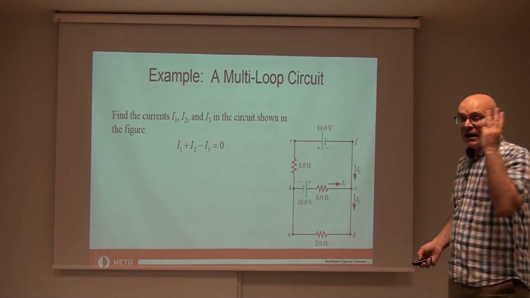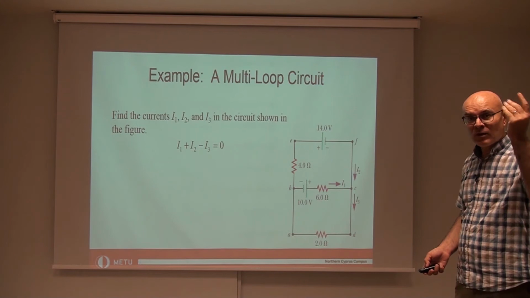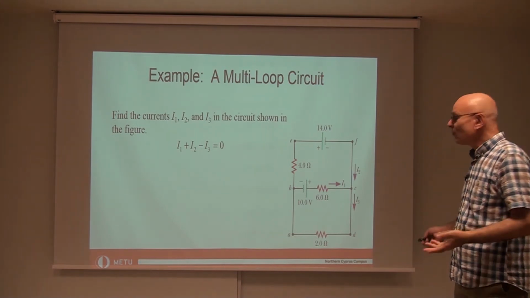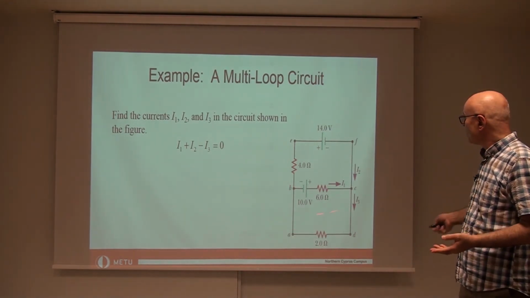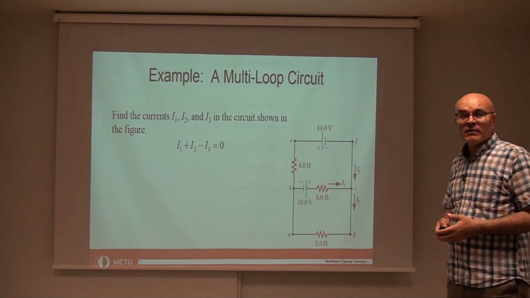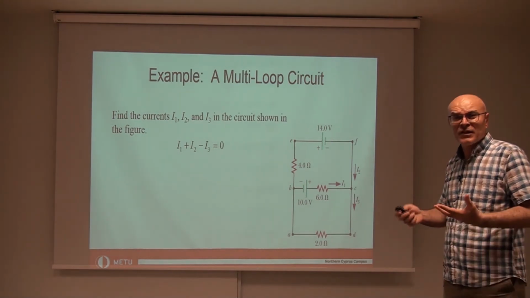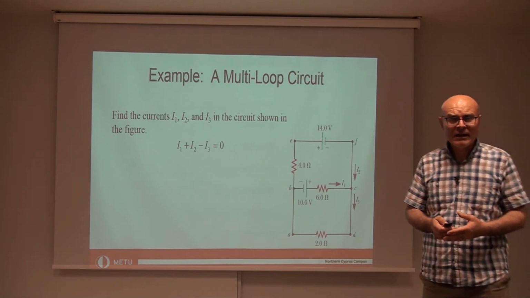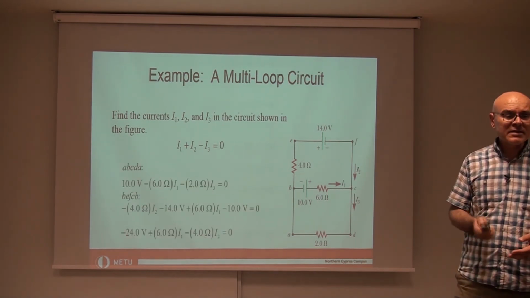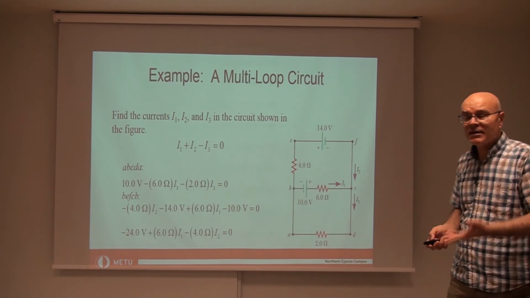So I need to find the currents. I have I1, I2, and I3. These are the three unknown currents. I don't have more currents because these are the currents flowing in all the various circuit elements in this case. So what's the next step? Well, the next step, apply the loop rule.